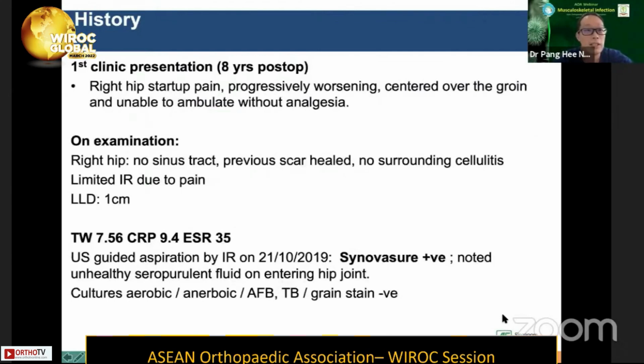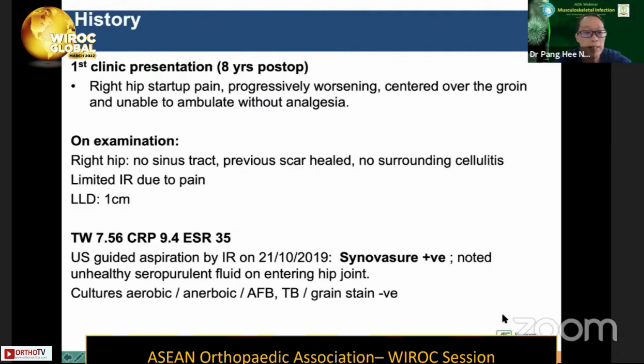At our first clinical consultation, which was about 8 years after the operation, he presented with right hip startup pain, which was progressively worsening, centered over the groin, and he was unable to ambulate without analgesia. On examination, the right hip did not show any sinus tracts. The previous wound was healed, and there was no surrounding cellulitis. However, there was limited internal rotation due to pain, and there was a limb length discrepancy of 1 centimeter.